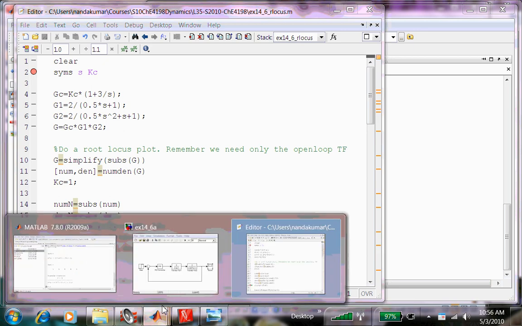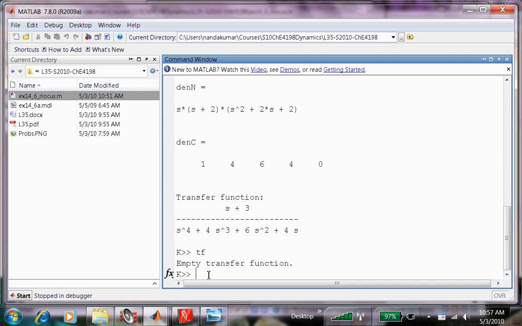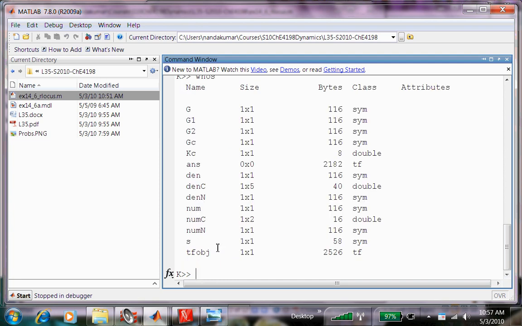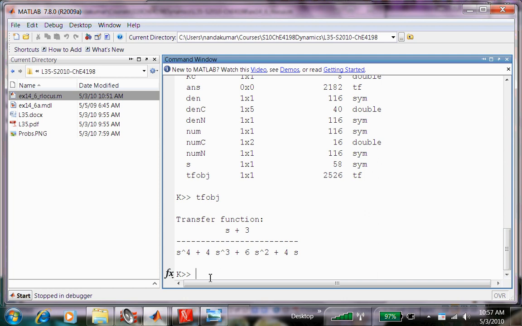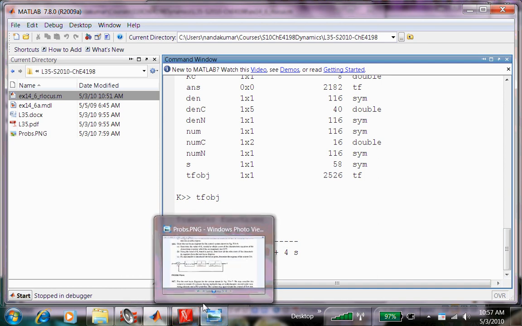If you want to look at the transfer function object, I can go and see. Transfer function object. That's all it's telling me. How do I get this TF printed out? There it is. I changed the name. Right? TF object. So this is the transfer function. We reconstructed that using the coefficients. There should have been an easier way to convert any symbolic expression into a transfer function object, but so far I have not found that. Okay.